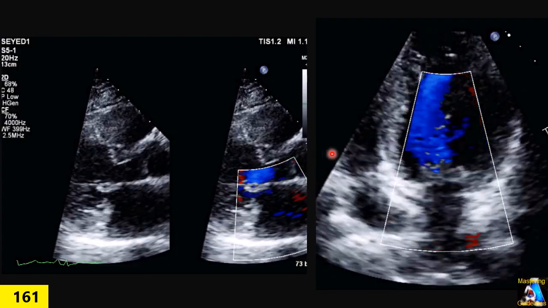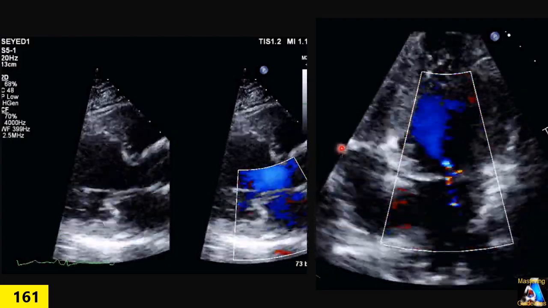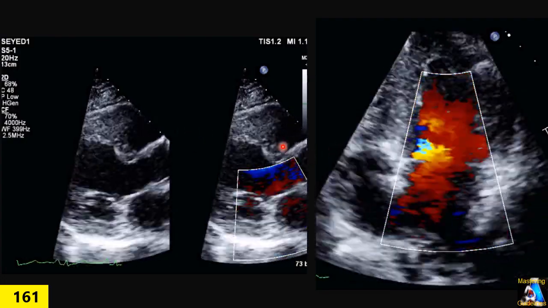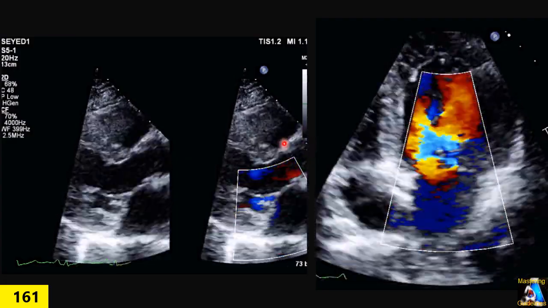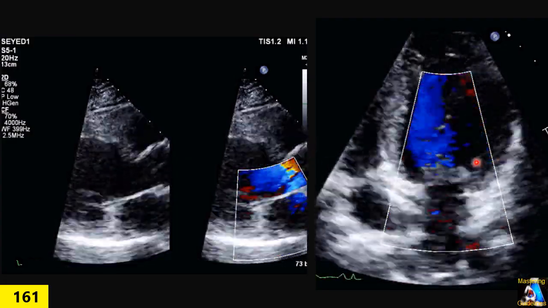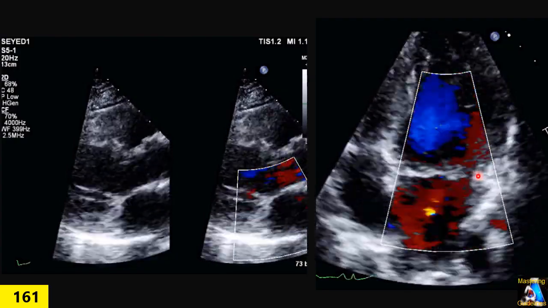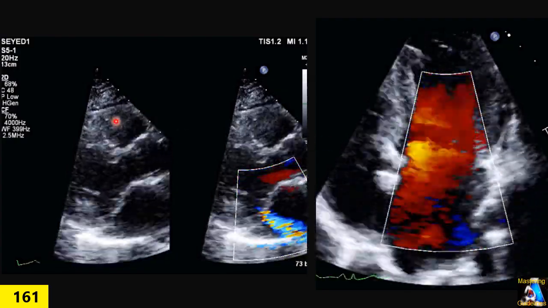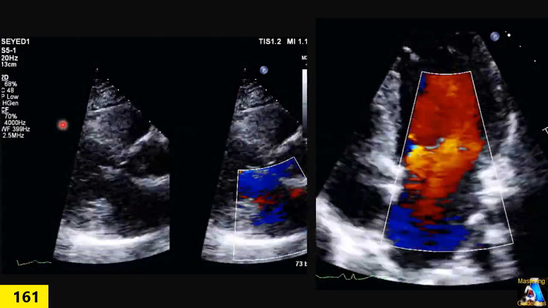Because of the fibroelastic degenerative deficiency, the leaflet becomes thin and susceptible to perforation, but it's not common.